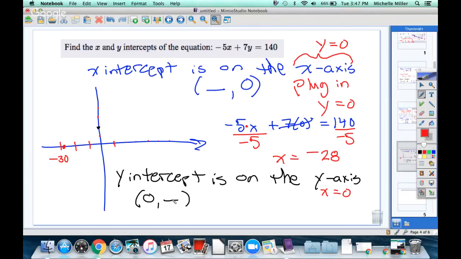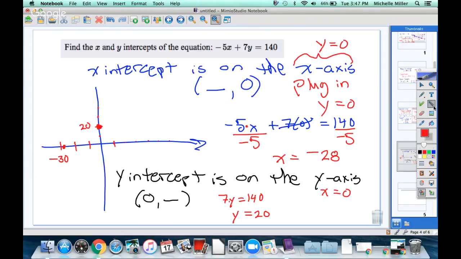So if I come up here and I plug in x equals 0, that term's going to disappear, and I'm going to end up with 7y equals 140. Breaking multiplication, divide both sides by 7, and you're going to get y equals 20. So let's say that's about 20 right there. So that point is my y-intercept.